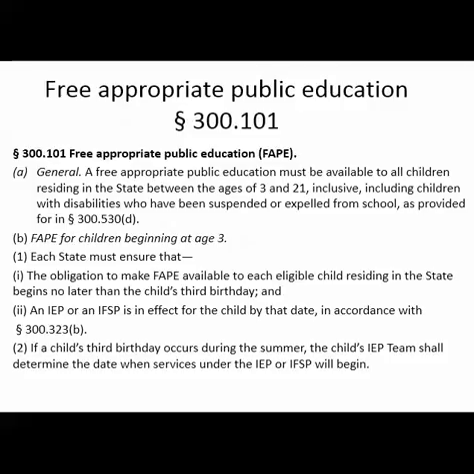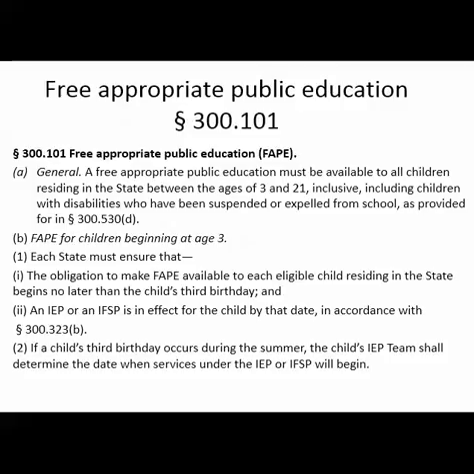FAPE for children beginning at age 3. Each state must ensure that the obligation to make FAPE available to each eligible child residing in the state begins no later than the child's 3rd birthday, and an IEP or an IFSP, an individual family service plan, is in effect for the child by that date in accordance with 300-321 Section B. If a child's 3rd birthday occurs during the summer, the child's IEP team shall determine the date when services under the IEP or IFSP will begin.